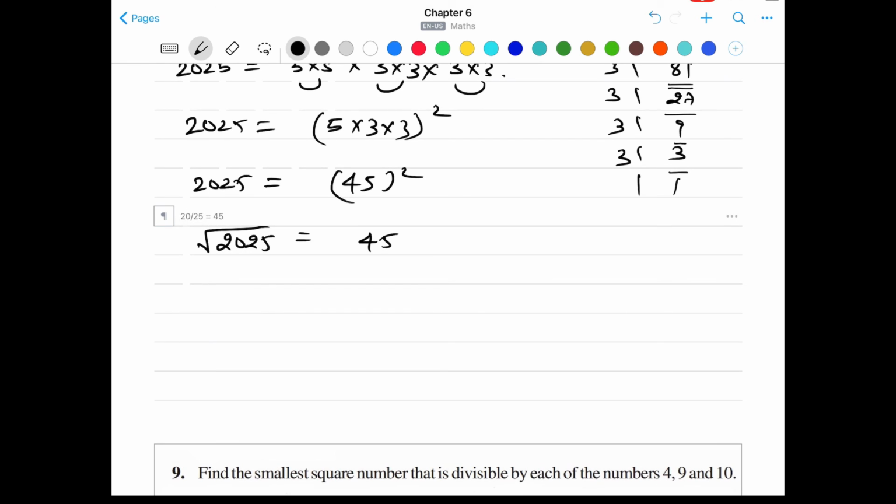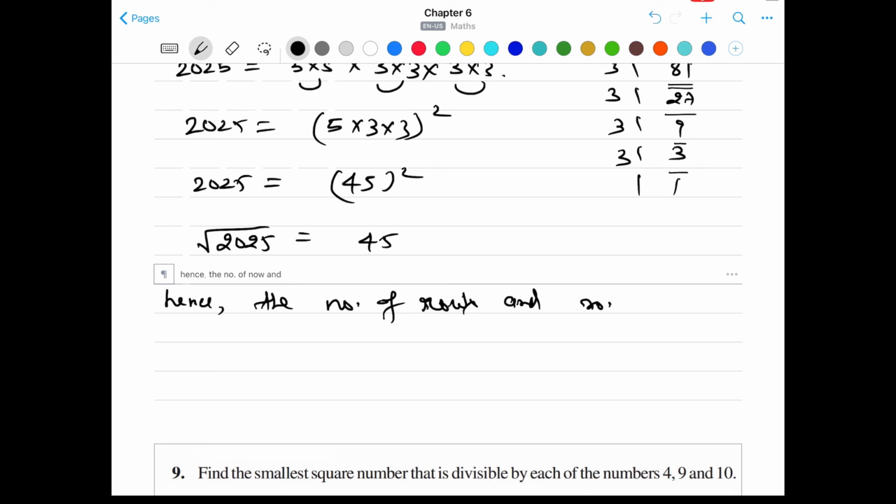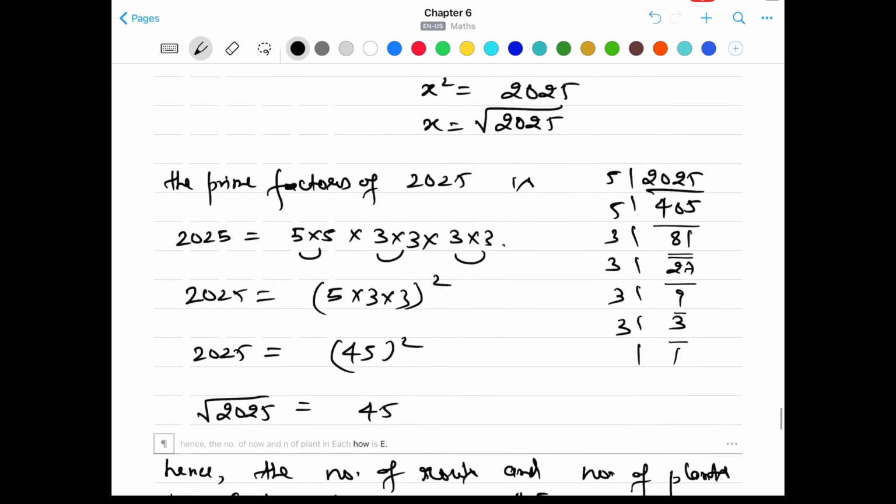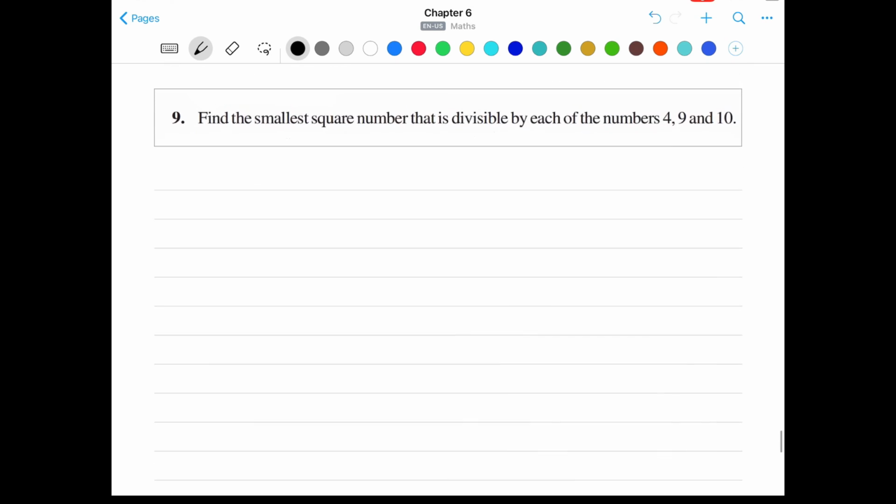Hence the number of rows and the number of plants in each row is 45. Okay, that's the answer. Number of rows and the number of plants in each row is 45.